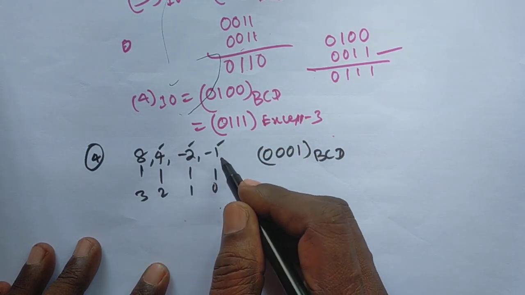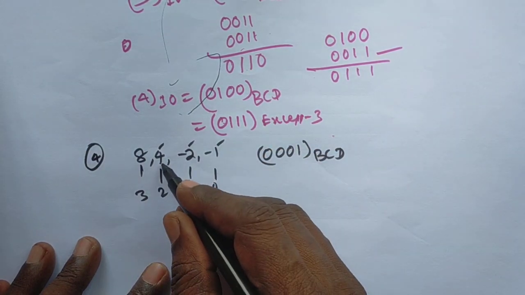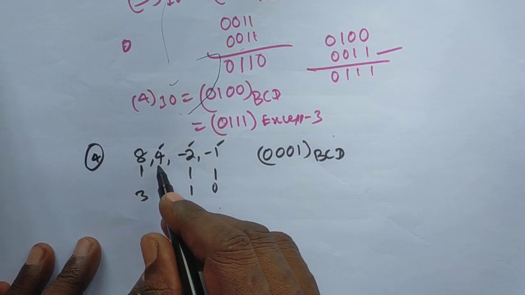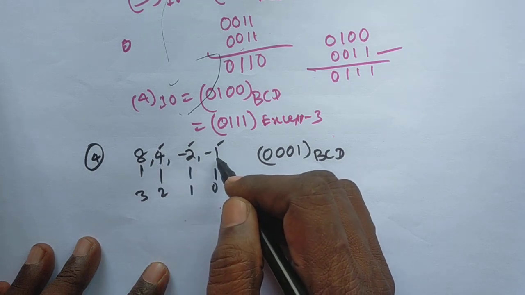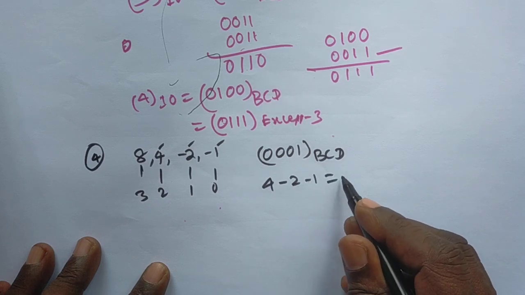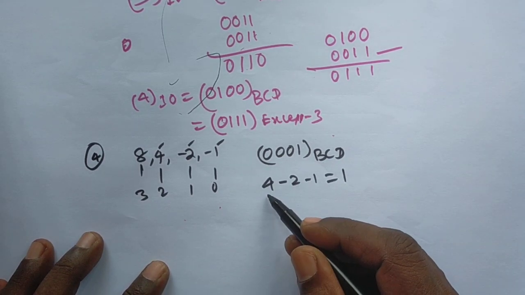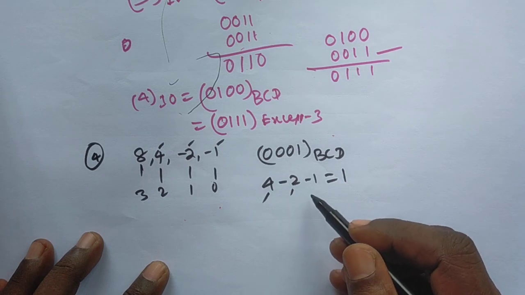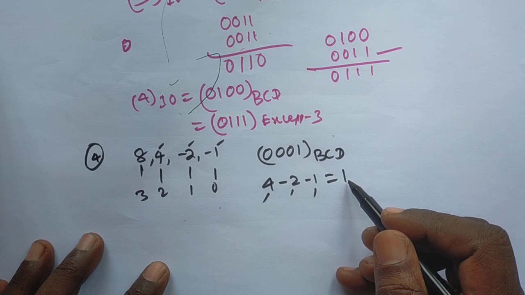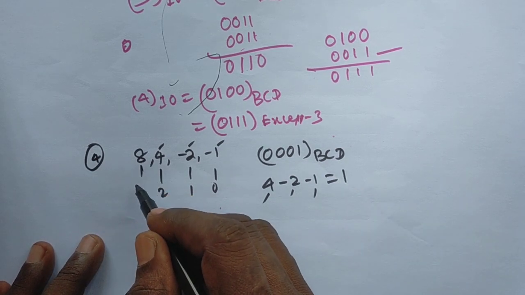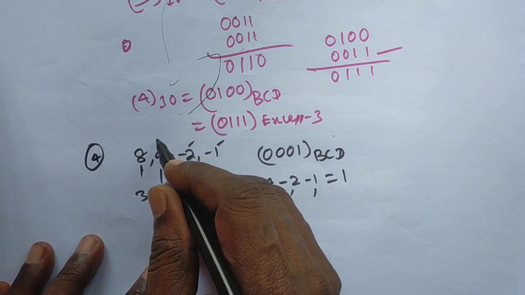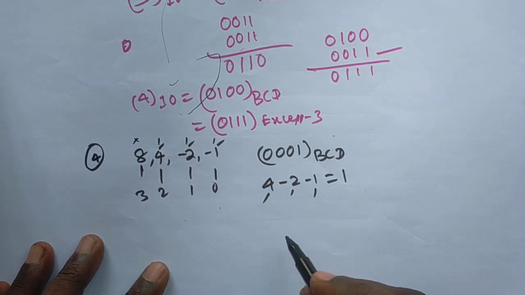4 -2 -1, because the individual values are already given. To get the value 1 from the given number 8 4 -2 -1, if we go through 4 -2 -1, the result will obviously be 1. That means the 4 part is considered, the -2 part is considered, and the -1 part is considered, and then you will get 1. The 8 part, the fourth position, we don't consider, so that part will be 0.